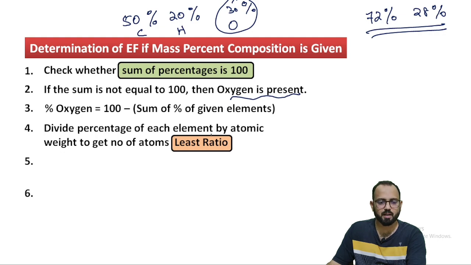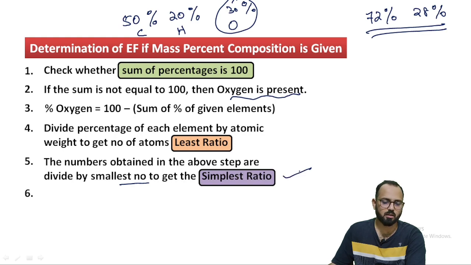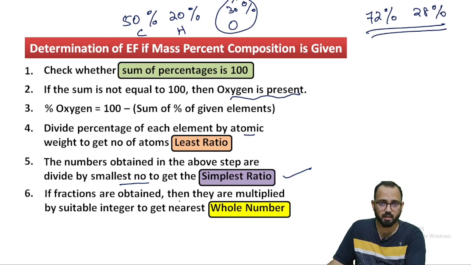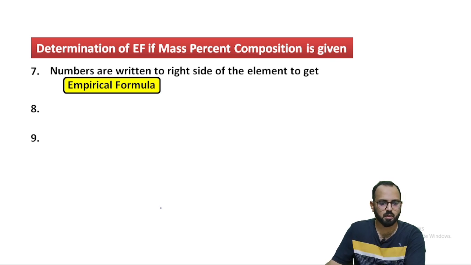Then what do you have to do next? Divide the percentage of each element by its atomic weight to get the number of atoms. The numbers of atoms obtained in the above step are divided by the smallest number to get the simplest ratio. You divide by the atomic weight, but that may not give the simplest whole number ratio, so you have to make it into the simplest whole number ratio. If fractions are obtained, multiply by a suitable integer to get whole numbers. This is the whole method to find the empirical formula from the mass percentage. Fine. The numbers are then written beside the elements to get the empirical formula.